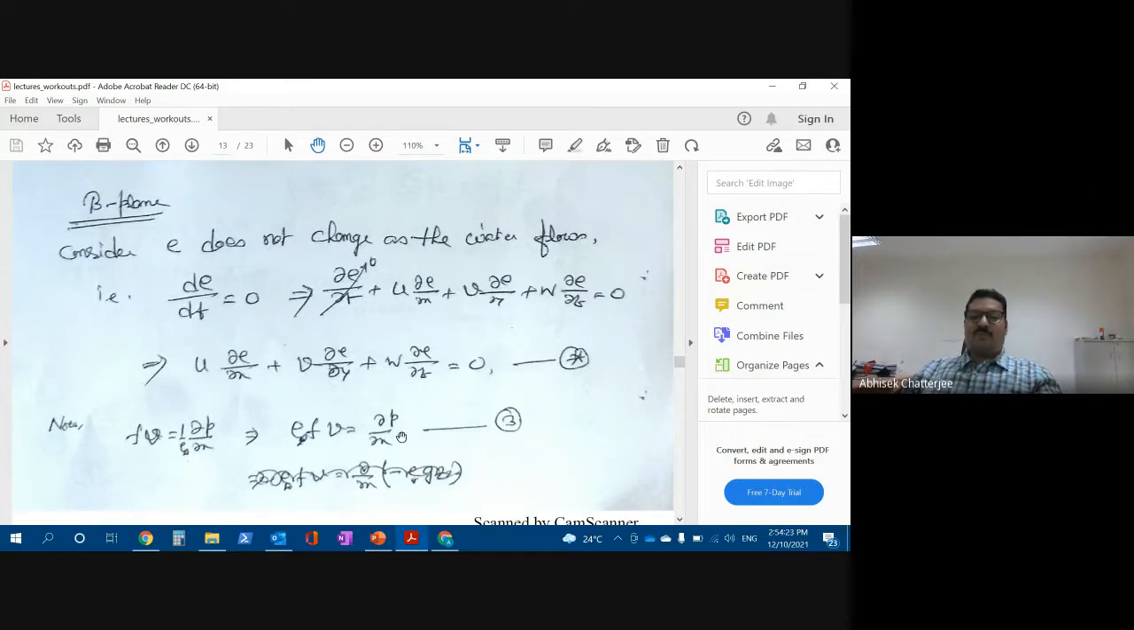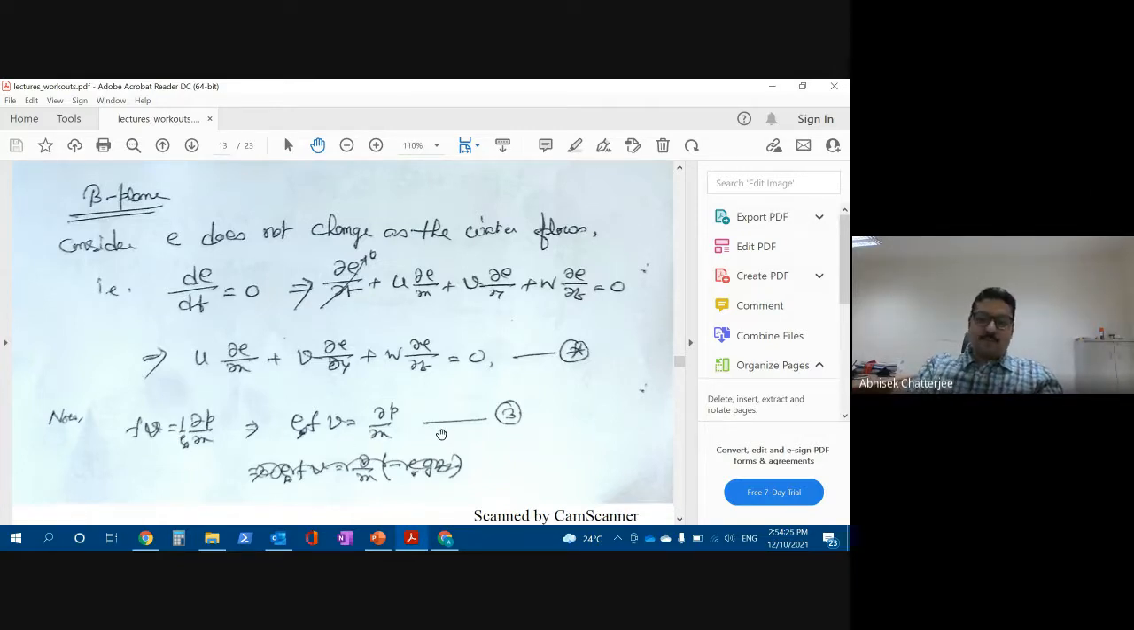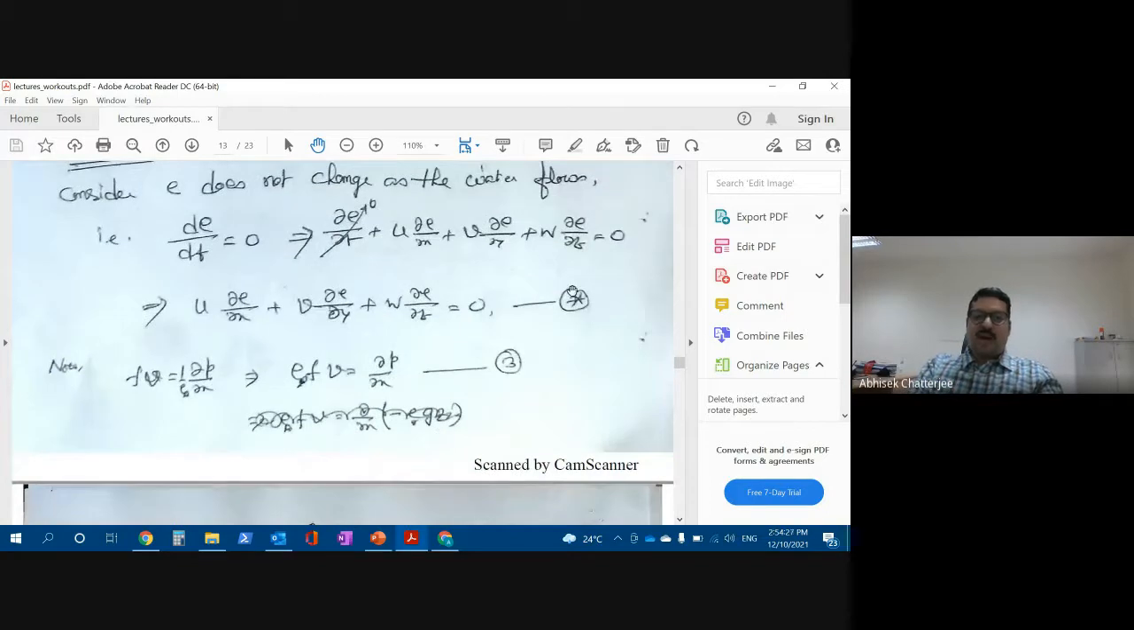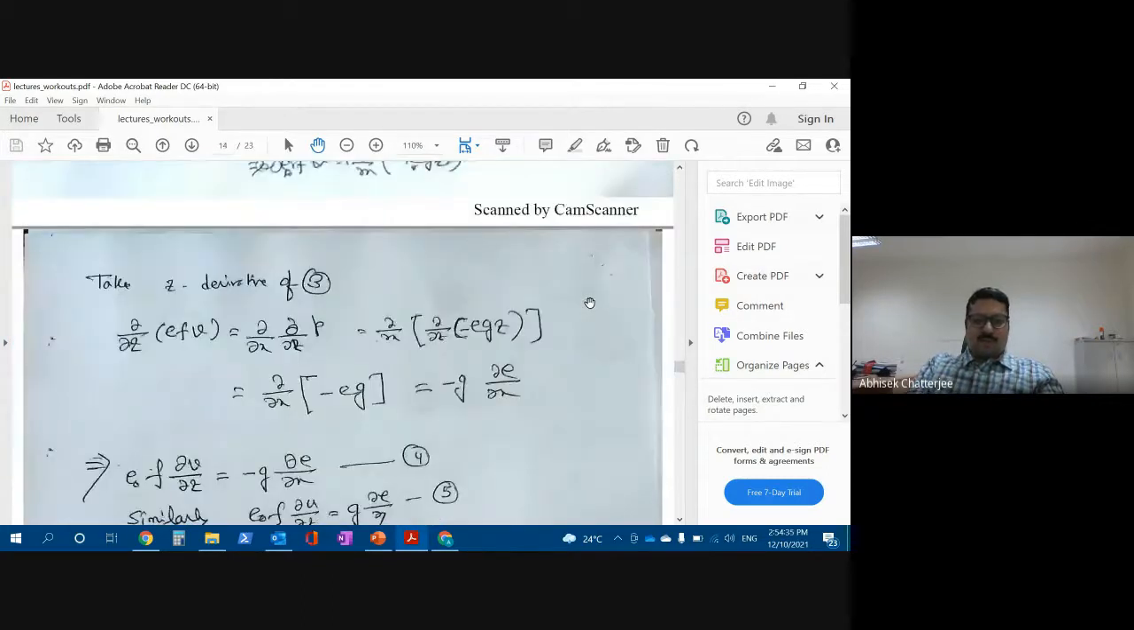So rho naught fv equals del p by del x. So this is my star equation. Remember this. The star equation means what? Our advection of density equals 0.